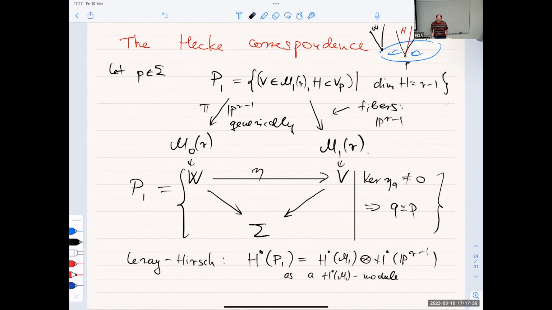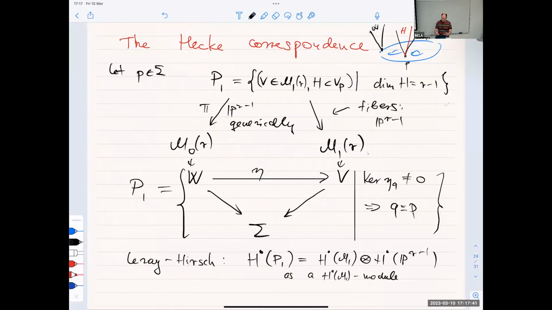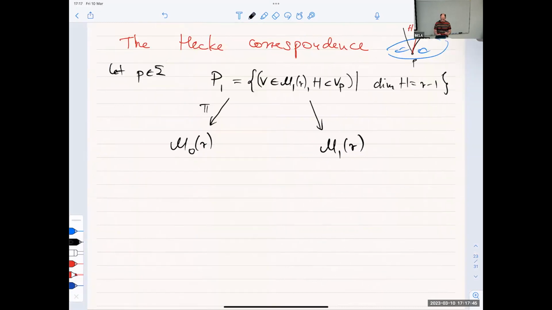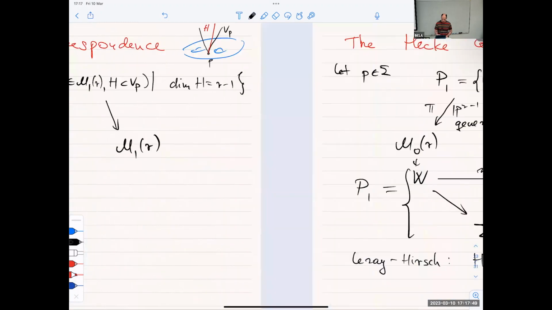minus 1. So it's just the product of it. Okay. So that's the situation, and now I'll explain a little bit. This is the geometry behind this formula. Okay, so now I explain how the two come together.